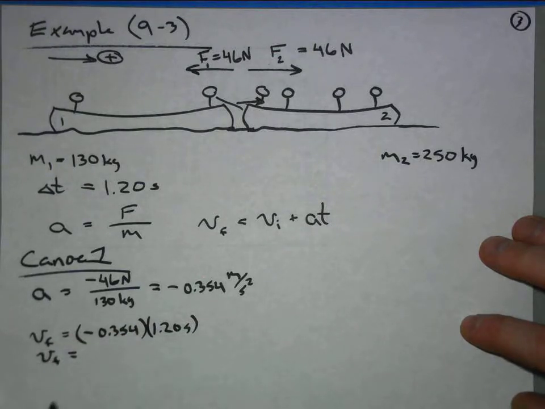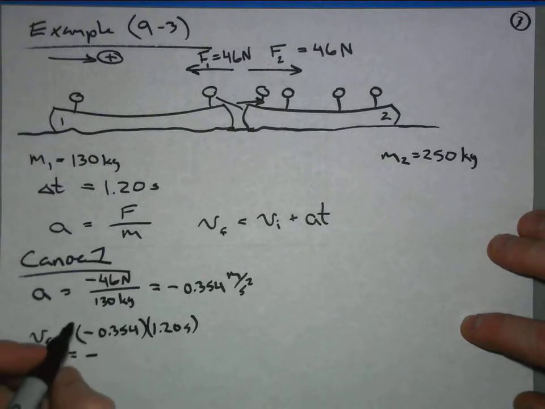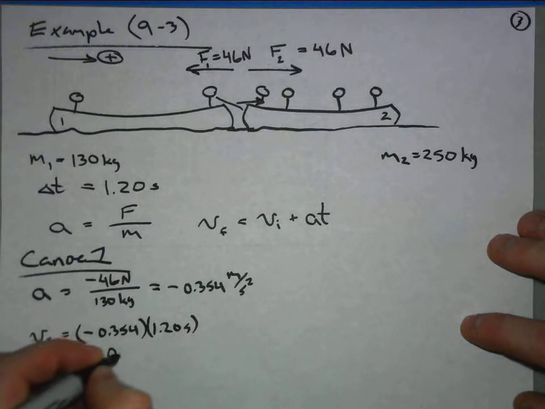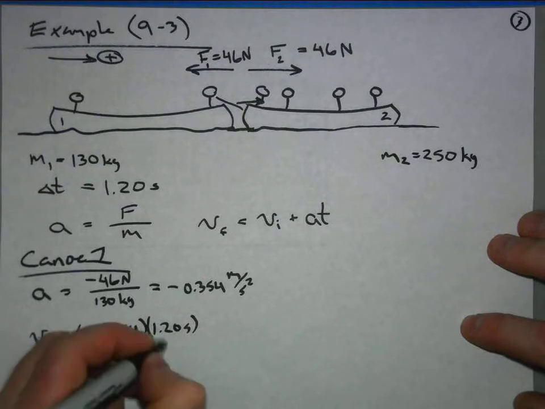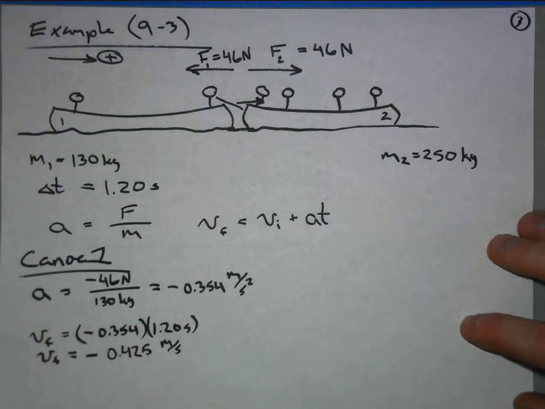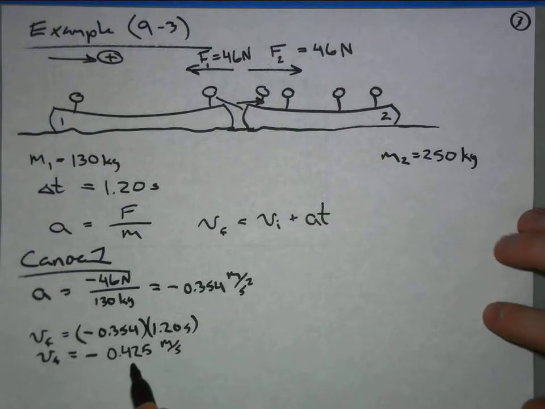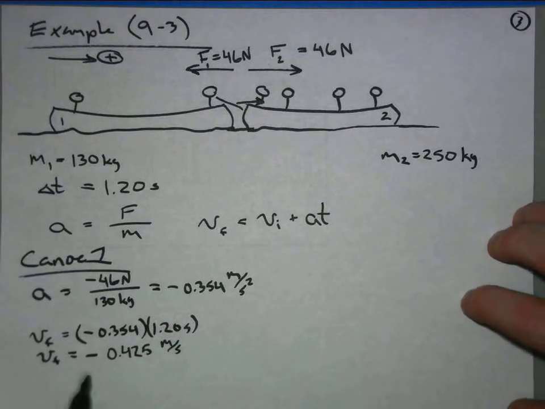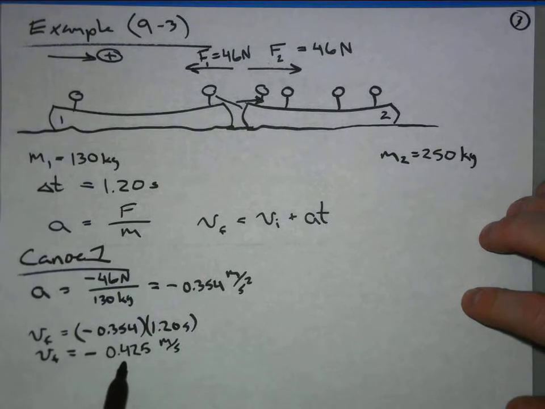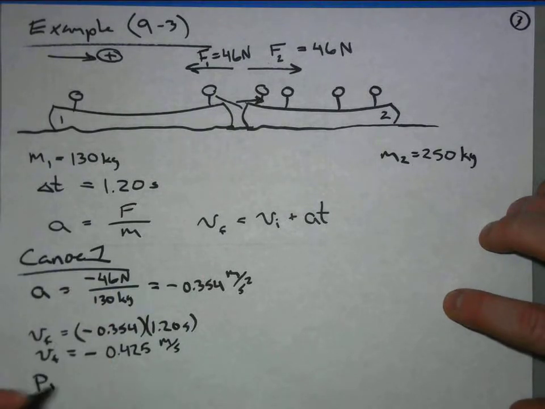So I get a value for this final velocity of negative 0.425 meters per second. So that's how fast canoe 1 is traveling after the push is done. Awesome. Well, then if we know the velocity after the push and we know the mass of the canoe, we can find the momentum of canoe 1 after the push. It's just mass times velocity.